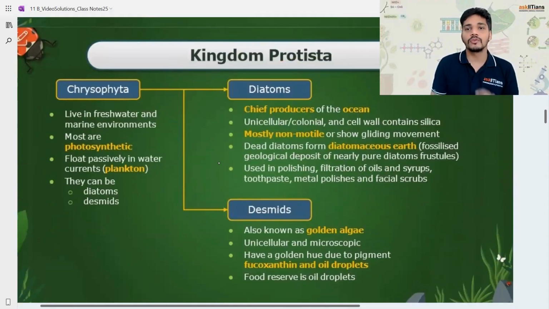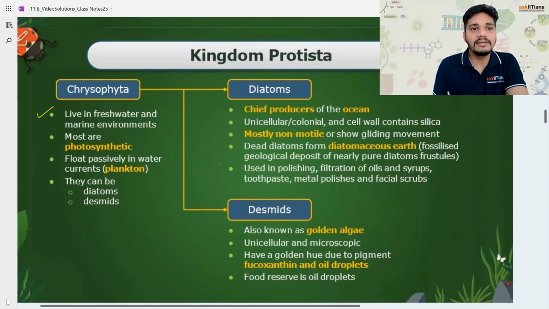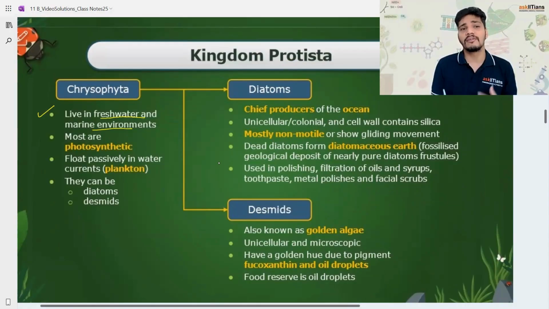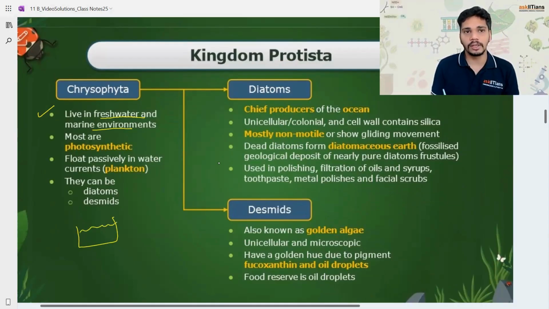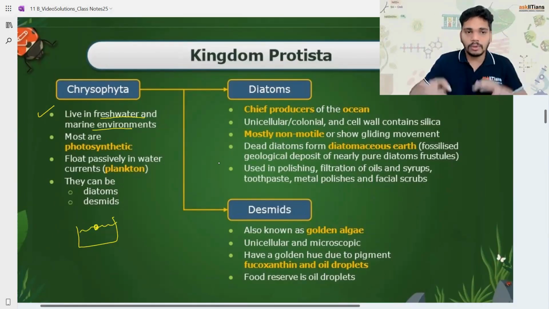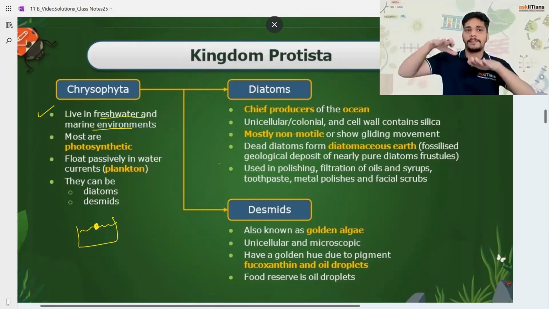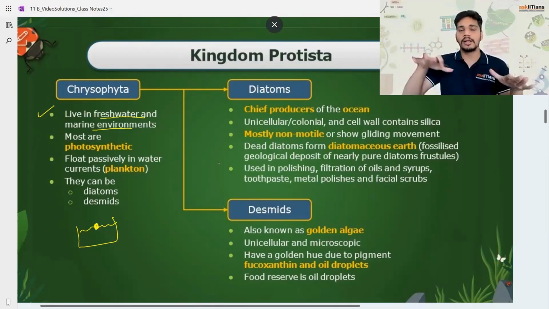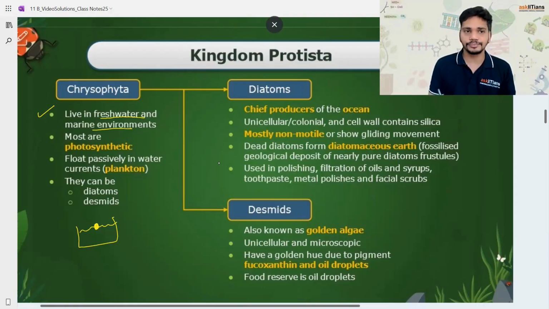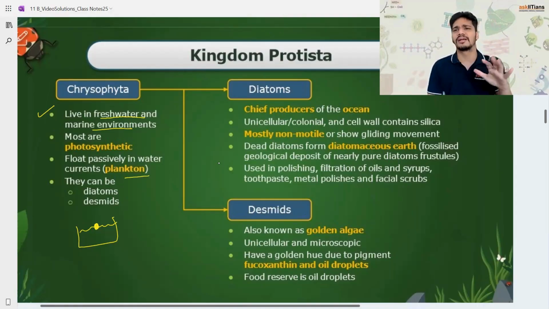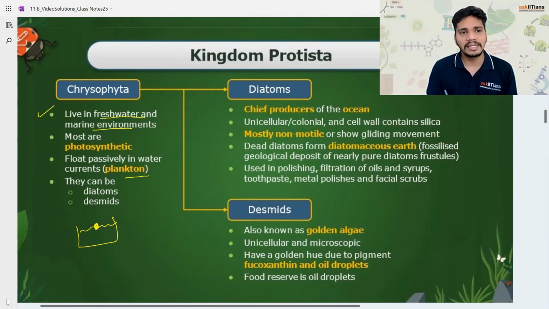Let's understand. When you talk about the Chrysophyta, they live in freshwater and marine environments. Most are photosynthetic. They have a photosynthetic pigment. They float passively in water. Suppose this is the vessel I'm talking about, and this is the water. They don't have a proper structure, so they float passively in the currents of the plankton. They can go here and there. They don't worry about it because they have photosynthetic pigment. Whenever sunlight falls on them, they make their own food. So they are diatoms and desmids.